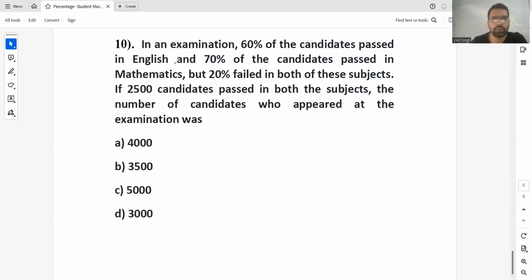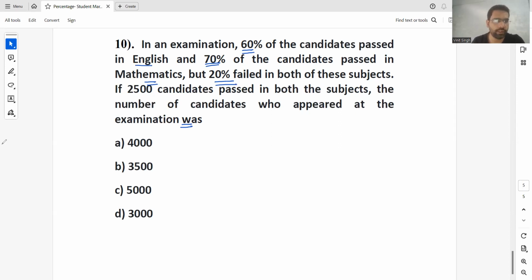In an examination, 60% of the candidates pass in English, 70% of candidates pass in mathematics, but 20% fail in both subjects. 2,500 candidates pass in both subjects. The number of candidates who appeared at the examination was? Now, same question is there. 60% passed in English, 70% passed in mathematics, but 20% failed in both subjects.